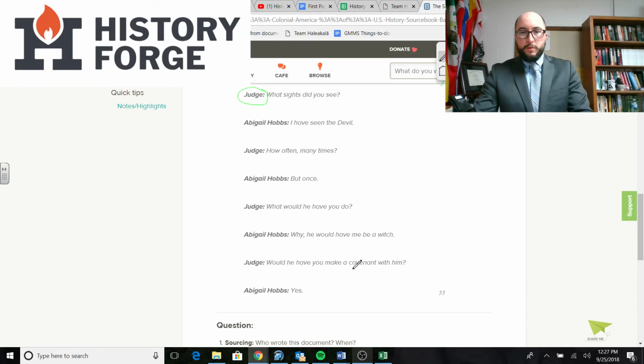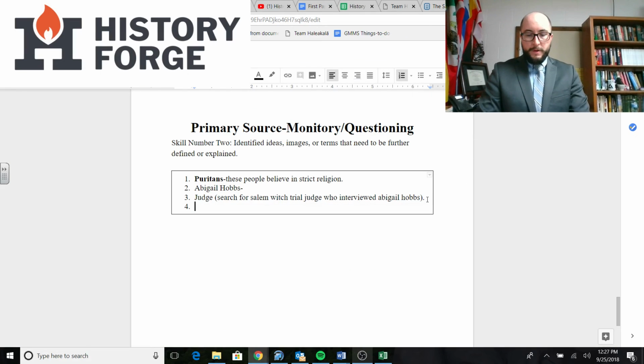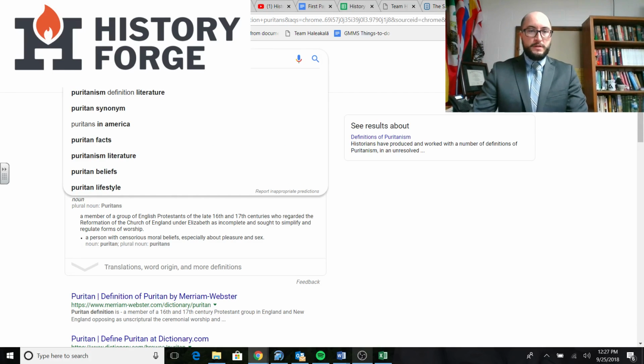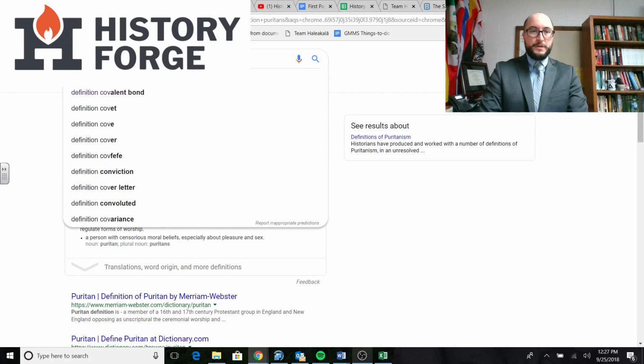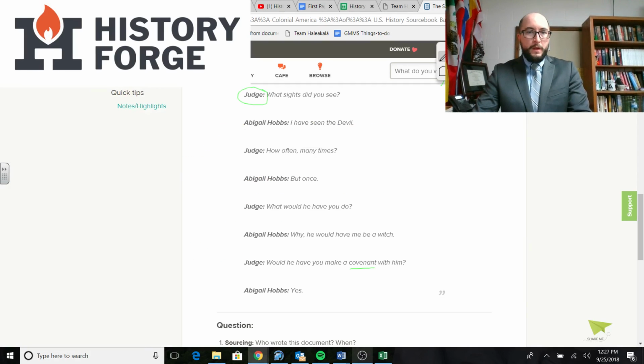Like covenant for a word. You might not know what that word meant. I mean, I defined it for you. That's a word that might be a little above even a high school vocabulary. So you'd want to find it, and you literally could just go to Google, type in definition, type in covenant, and there you go. It says an agreement, especially by lease, deed, or legal contract. Kind of like what I said.